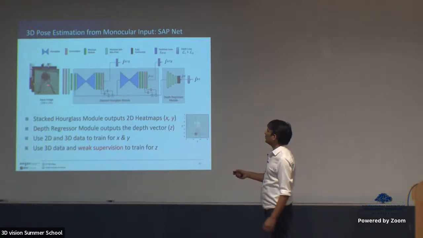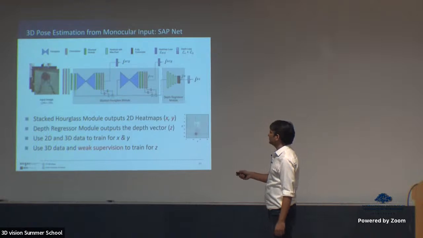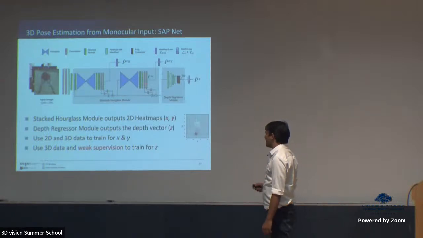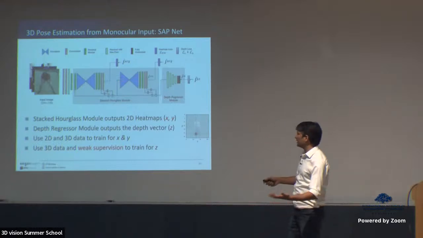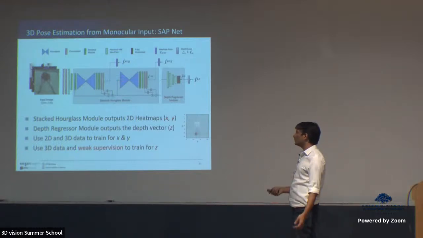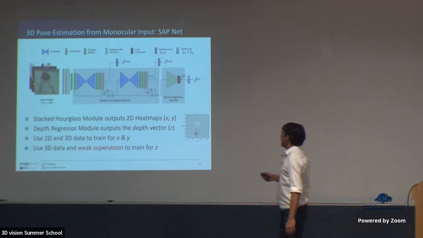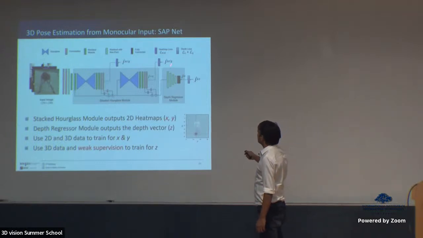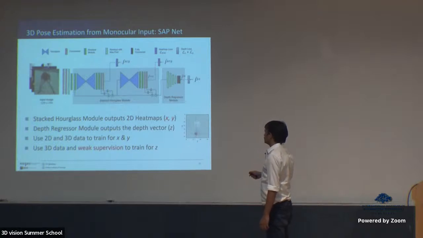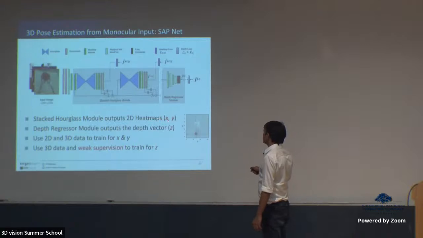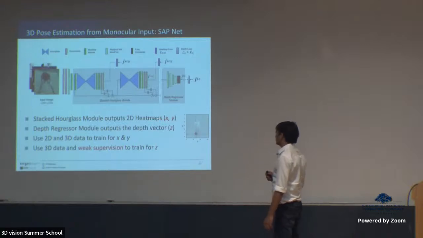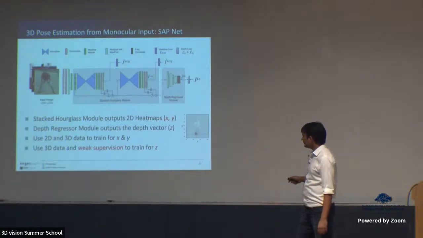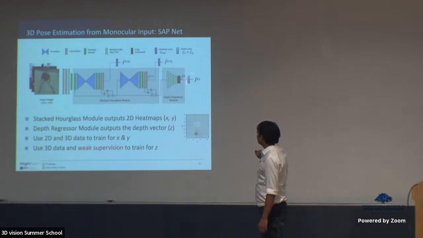So what we did here was input images such as this one into our network. The network is basically a stacked hourglass model. For people who know the hourglass model, it's essentially an encoder decoder, a U-Net kind of model. This gives us these heat maps, so to speak. A heat map may look something like this one. From these heat maps, we can estimate X and Y by simply doing an argmax over the heat map. We also have a depth regressor module.